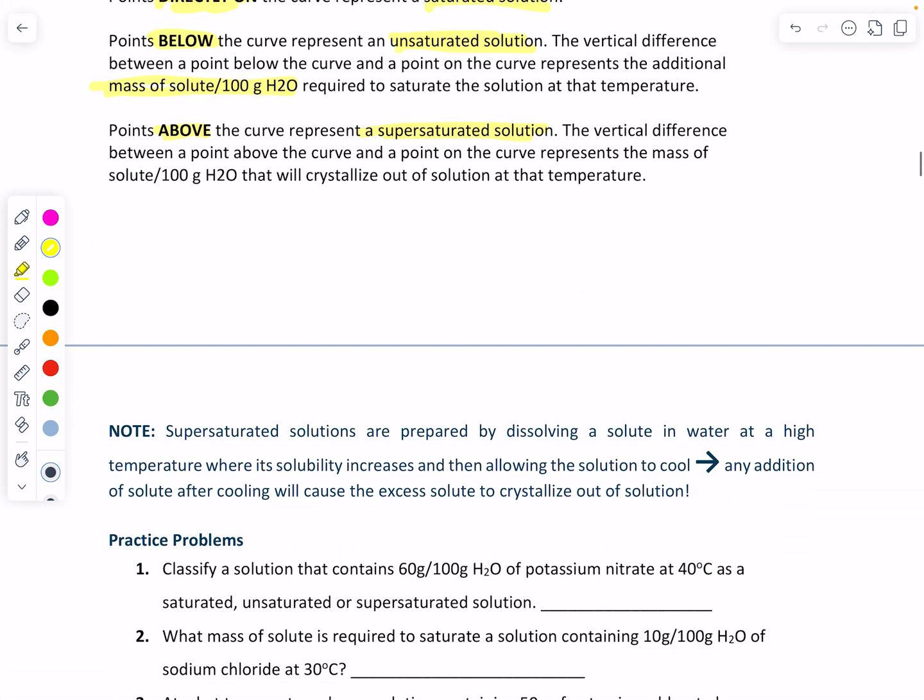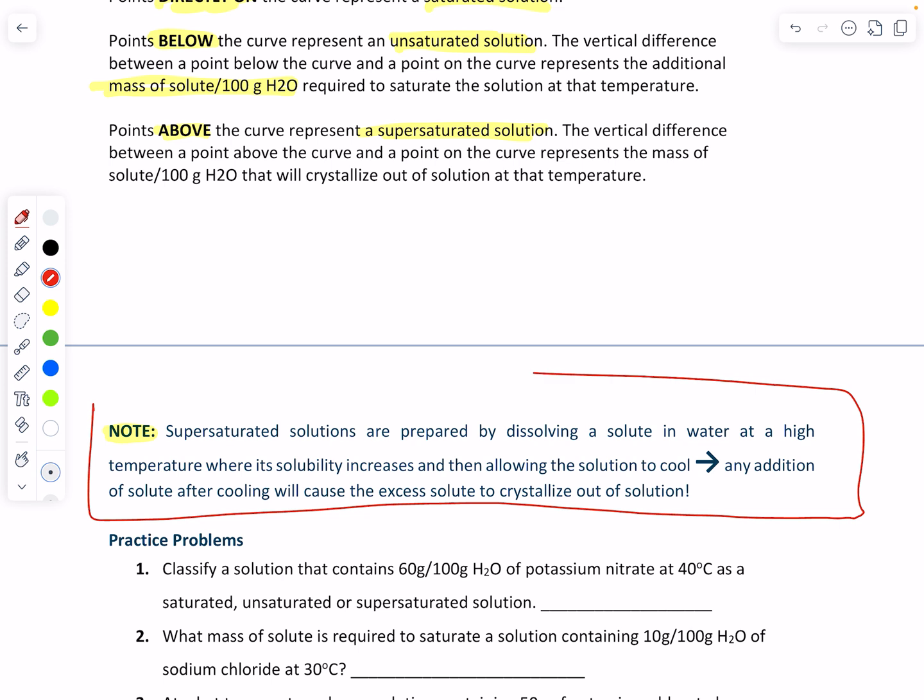Note, supersaturated solutions are prepared by dissolving a solute in water at high temperature where its solubility increases and then allowing the solution to cool. Any additional amount of solute after cooling will cause the excess solute to crystallize out of the solution.